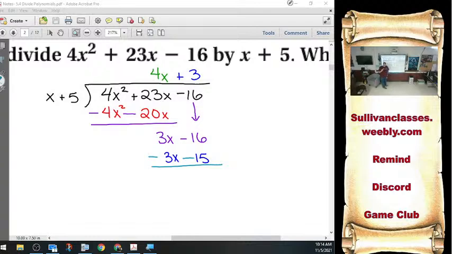This particular problem, yes. We are not there yet. We have to learn this way because this way only works when I have a linear divisor. If I ever try to divide by a quadratic or higher, this doesn't work. The cool thing doesn't work.